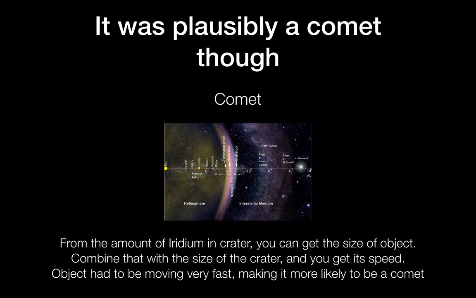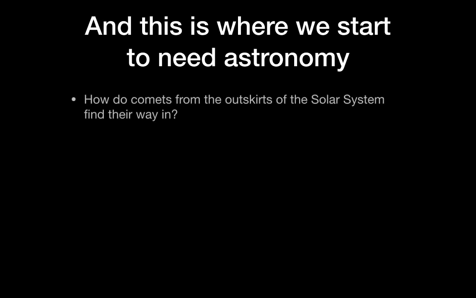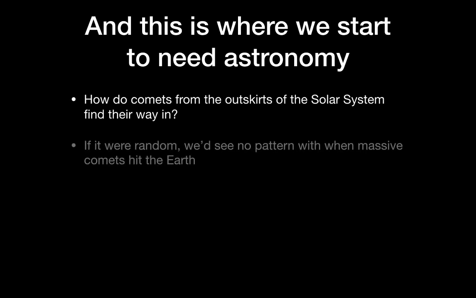And that's when we begin to need a bit of astronomy, because what we would like to know is why would something that's so far out of the solar system, orbiting way beyond Pluto, suddenly find itself in the inner solar system within striking distance of the Earth? So how do comets make their way in from the outskirts of the solar system all the way to where the Earth is now?